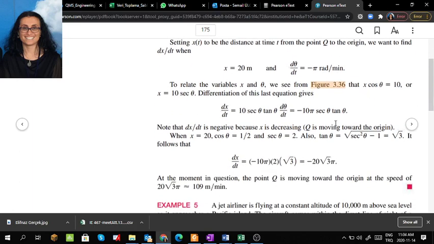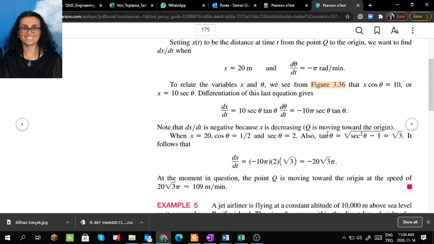Alright, so we have to find what theta is when x is 20. When x is 20, cosine theta is 1 over 2. So whenever cosine theta is 1 over 2, secant theta is 2. Tangent theta is the square root of secant squared minus 1. You know the relationship, right? Tangent squared theta plus 1 is equal to secant squared theta. We use that identity to isolate tangent theta. Tangent theta is the square root of secant squared theta minus 1, and secant theta is 2. Put it in: 4 minus 1 is 3, square root of 3.